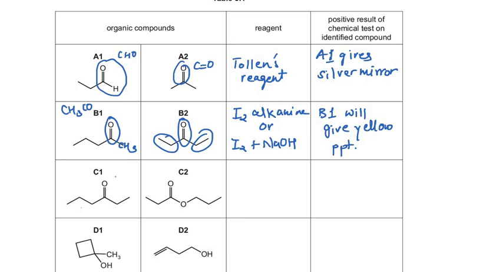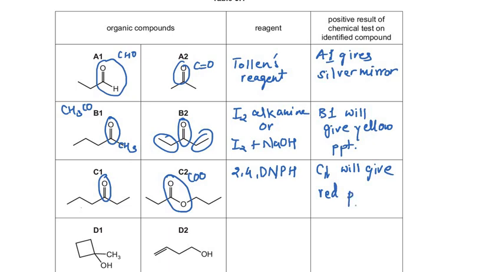If we go ahead with the next pair, C1 is again a ketone group, but C2 has an ester group, COO. So if we want to distinguish, we can use 2,4-DNPH, that is 2,4-dinitrophenylhydrazine. And 2,4-DNPH is a test to identify any carbonyl group, whether aldehyde or ketone. So here C1 is a ketone, and C1 will give red precipitates, or you can write orange precipitates, as a positive test.